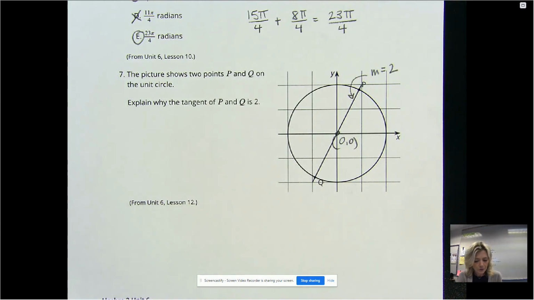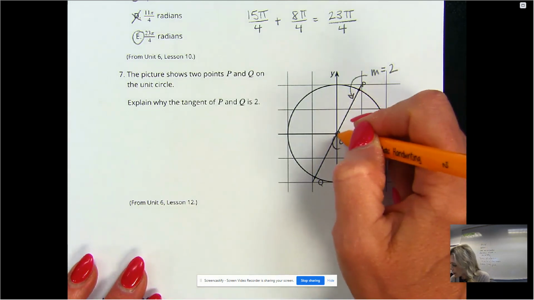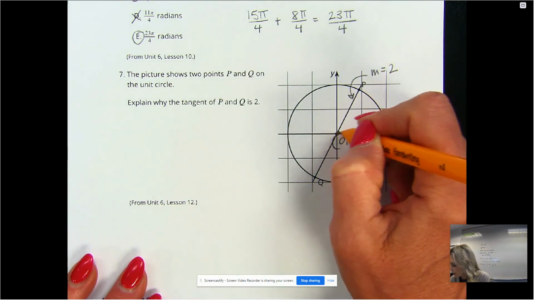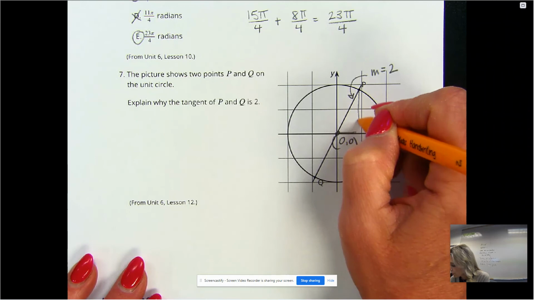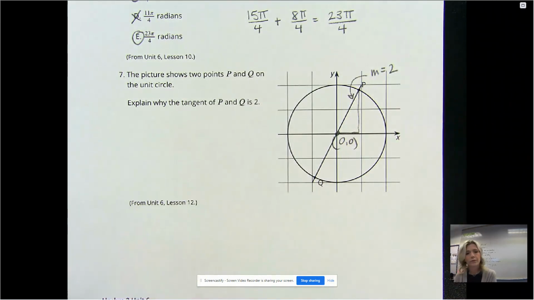Okay, so the line that goes through P, Q and the origin has a slope of 2. So that means that the tangent of those two angles represented by P and by Q is also equal to 2. So the proportion of the slope would be the same as the proportion of the tangent.